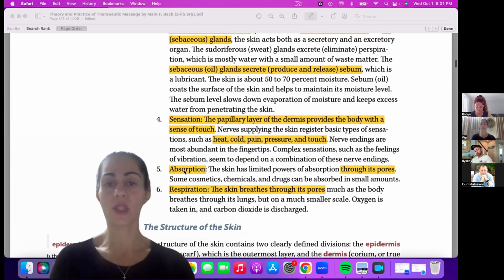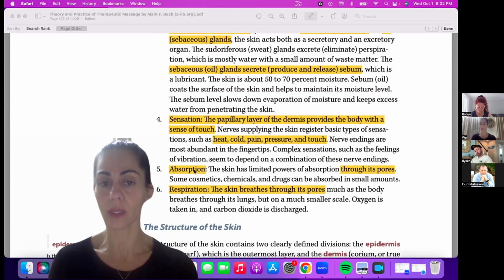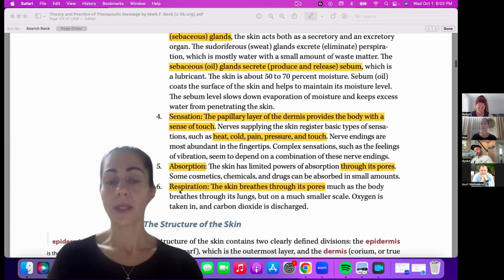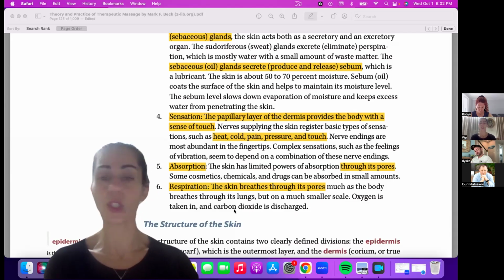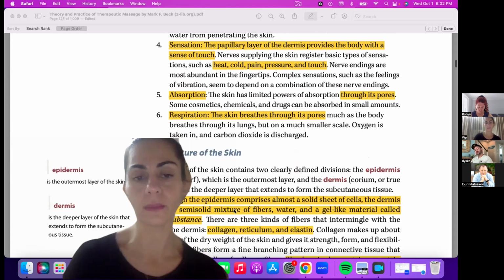Now, after sensation, we got absorption. So the skin has the ability to absorb through the pores. It can absorb chemicals, drugs, even sun rays. The sixth and most important is respiration, which is breathing. So the skin breathes through the pores, just like the lungs, but of course, on a much smaller scale. And that's where also there's an exchange of carbon dioxide and oxygen, just like in the lungs.